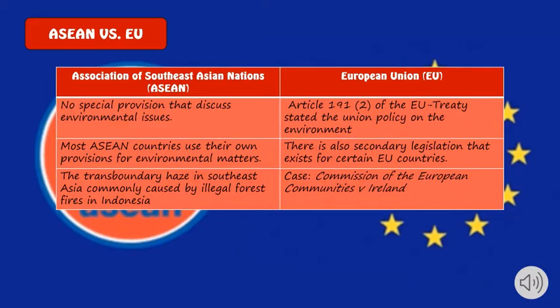While for the ASEAN, we may refer to the transboundary haze in Southeast Asia, commonly caused by illegal forest fires in Indonesia. In this case, we can see the neighboring countries such as Singapore, Malaysia and the Philippines have worked together to ensure that this pollution problem can be addressed through the implementation of international cooperation projects involving cross-border haze programs, sustainable implementation of forest management and peatland conservation.